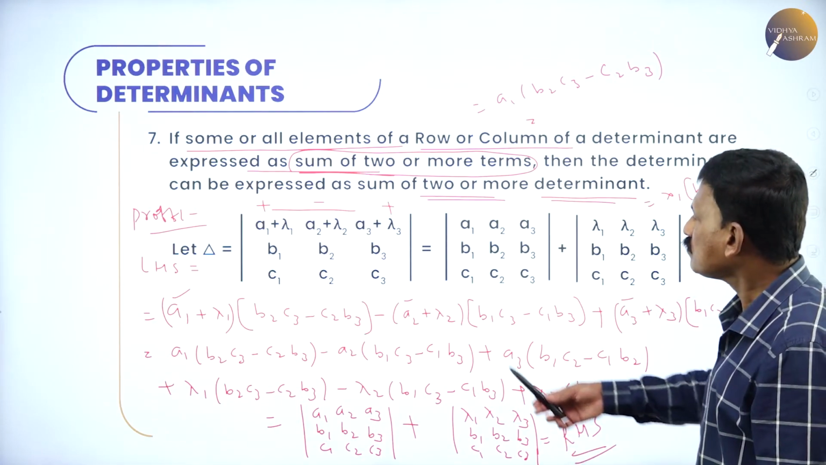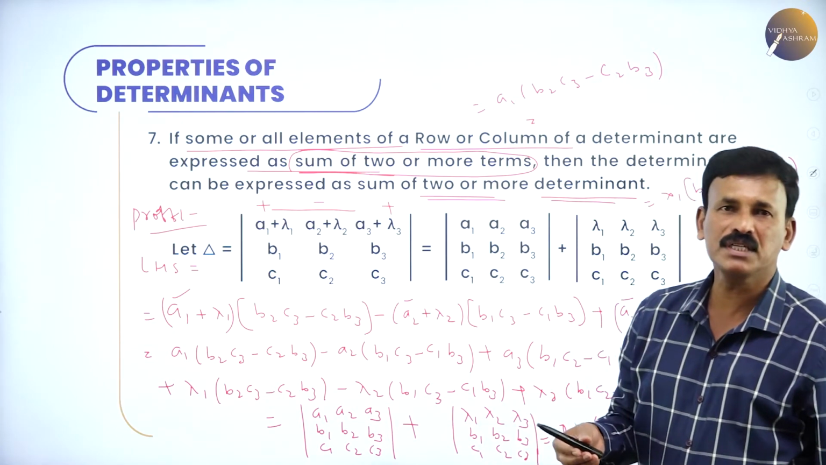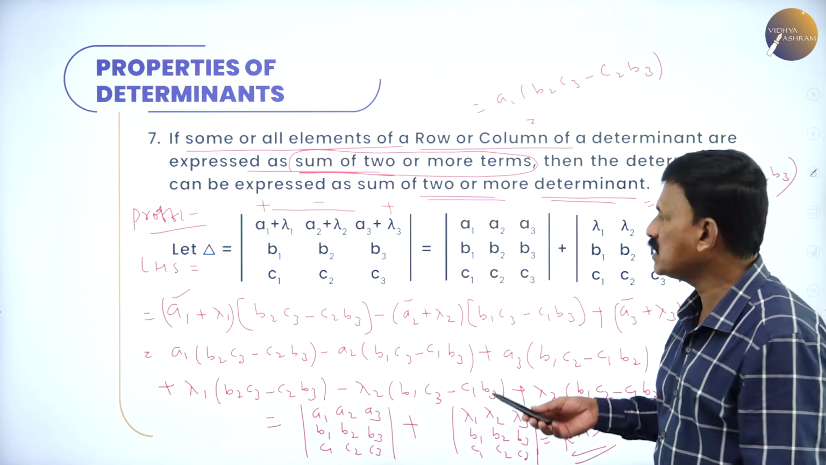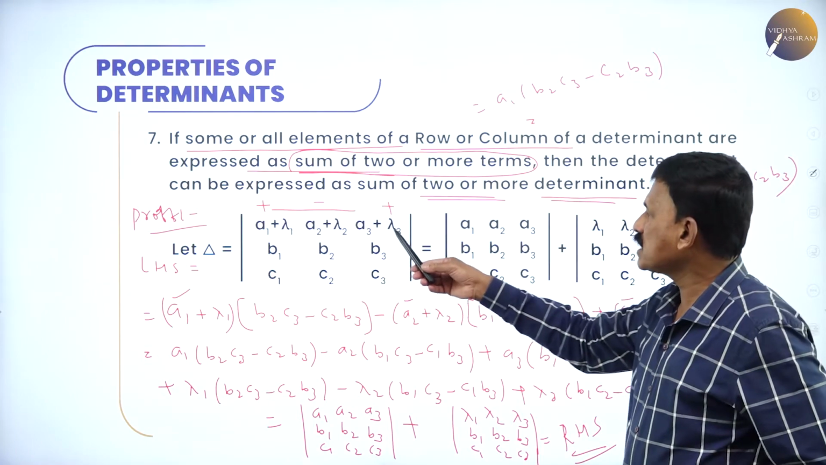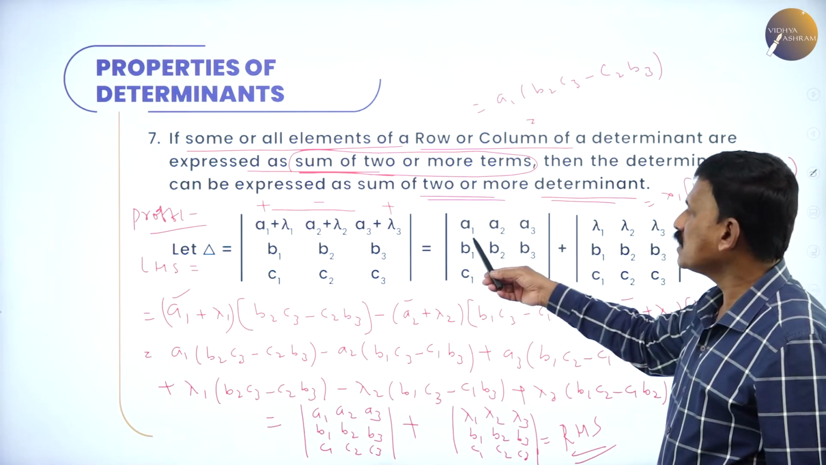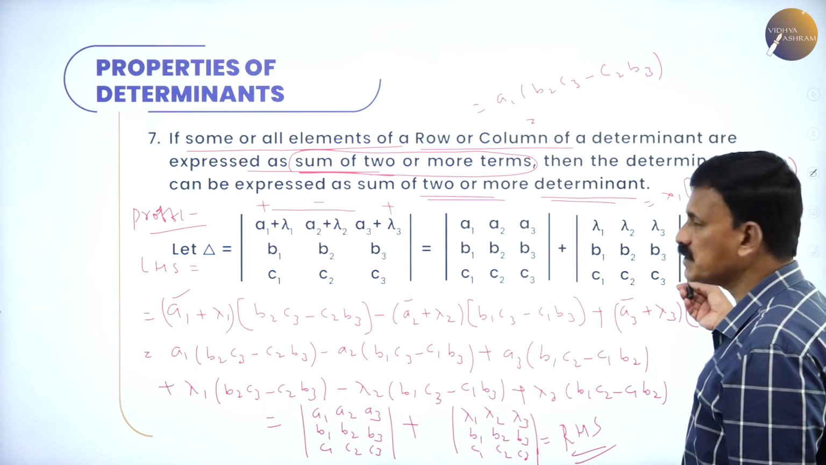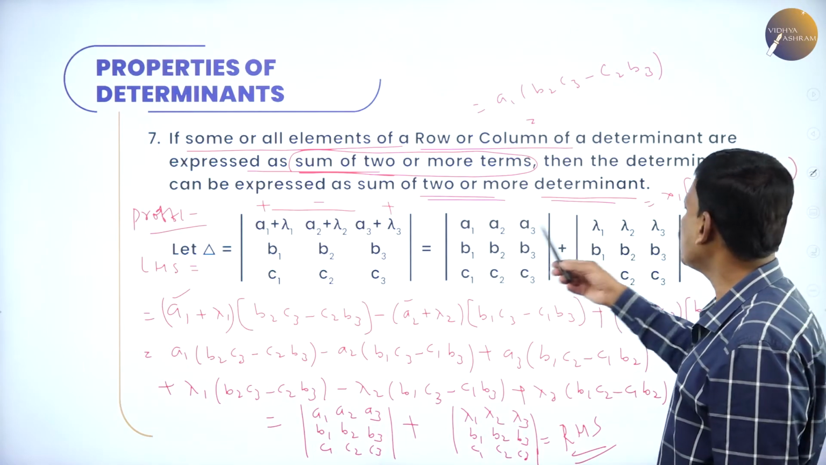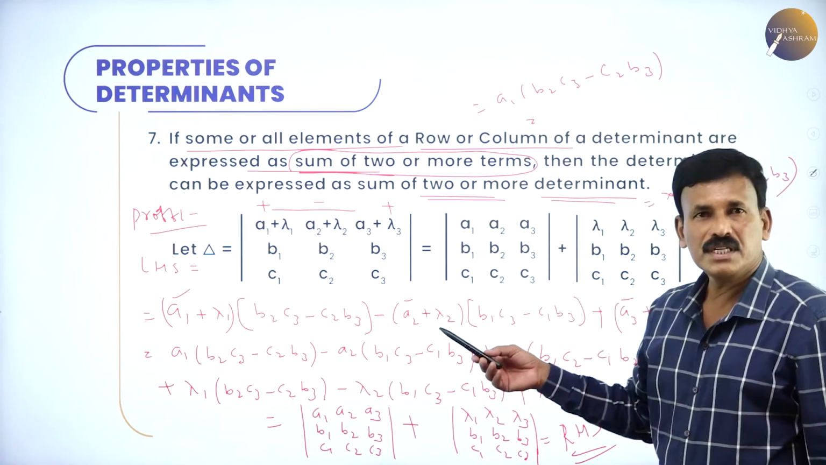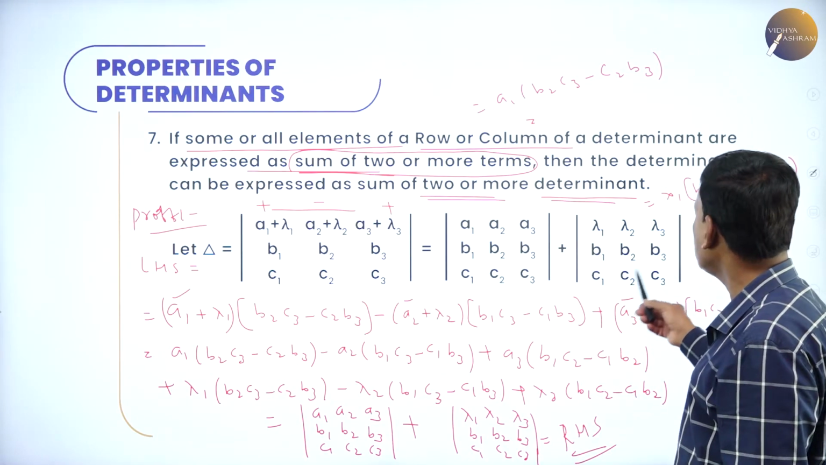That means if any row or any column contains the sum of two elements, then the determinant can be expressed as the sum of two individual determinants, like A1 plus lambda 1, A2 plus lambda 2, A3 plus lambda 3 can also be written as A1, A2, A3 as the first row for the first determinant, plus lambda 1, lambda 2, lambda 3 as the first row for the second determinant. The remaining two rows are the same, B1, B2, B3, C1, C2, C3.